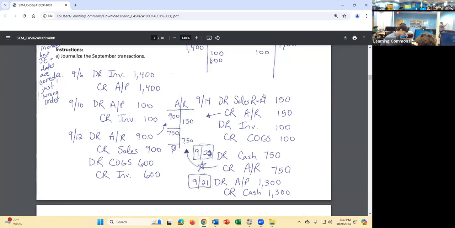So here we're paying them, so cash is involved. And if we're paying cash, is that the debit or credit? Credit. It's a credit to cash for 1300. And we reduce our accounts payable, 1300. So our accounts payable is fulfilled. Are we good with that?